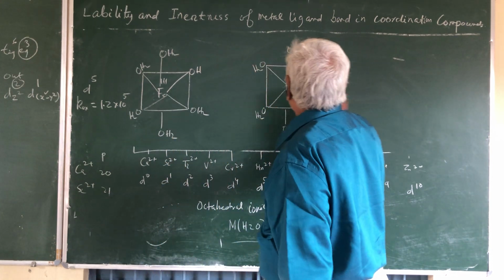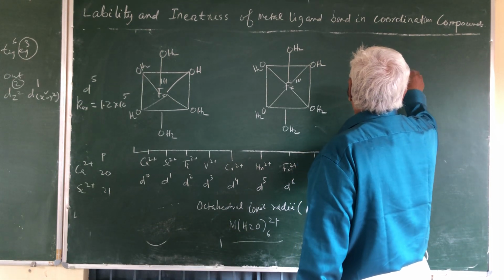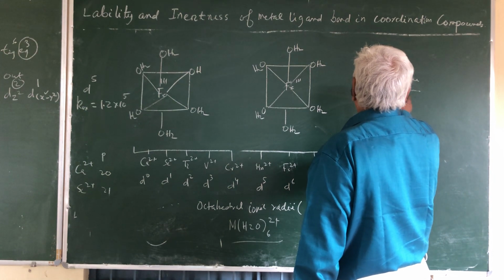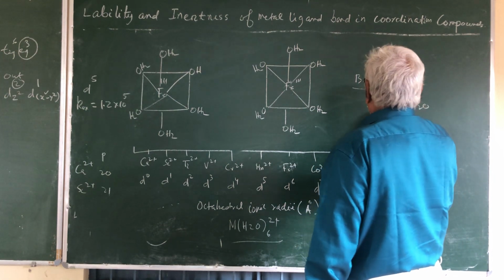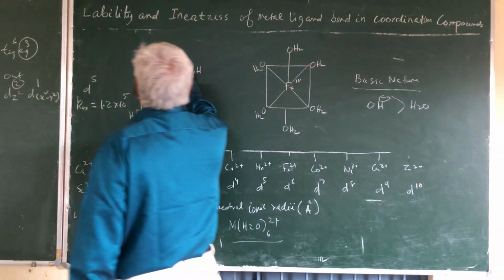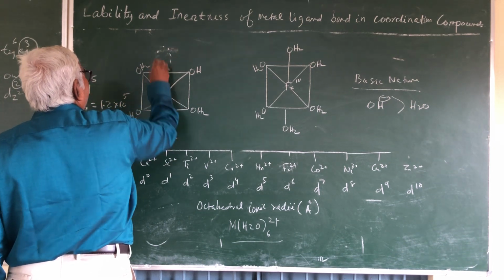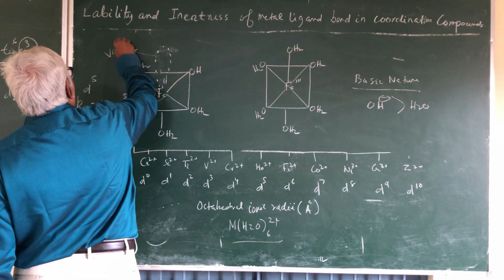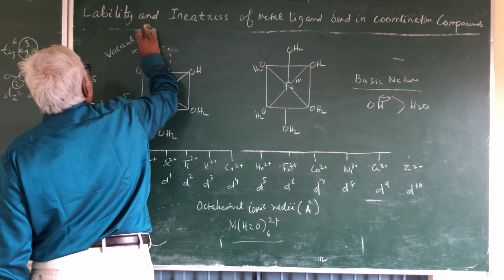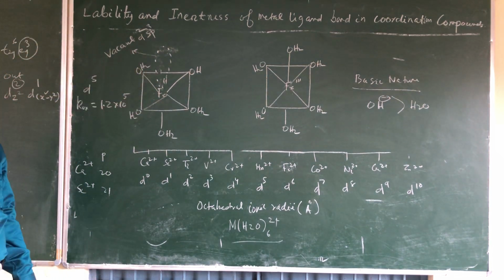If you compare basic nature, hydroxide is much more basic than water. So if one water is lost, there will be a vacant d2sp3 orbital.